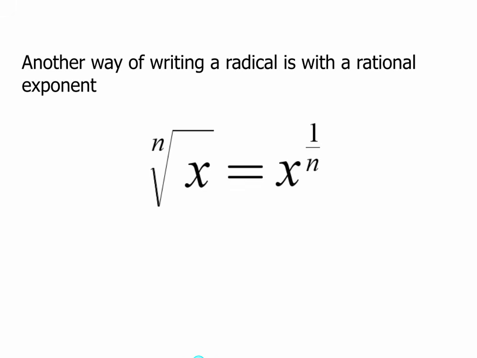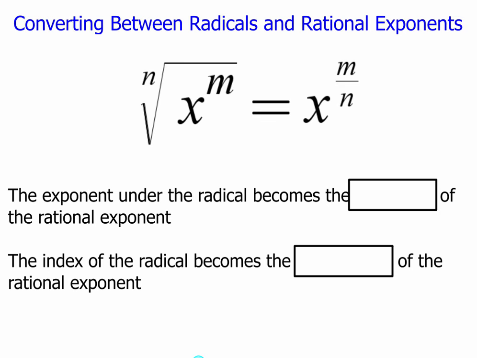And then there's another way of writing a radical, and that other way is with a rational exponent. A rational exponent is just an exponent that is a fraction. You can see how a radical is related to a rational exponent right here. A radical with an index of n is the same thing as a number to the 1 over n power. We're going to be talking about how to convert between radicals and rational exponents in this video.